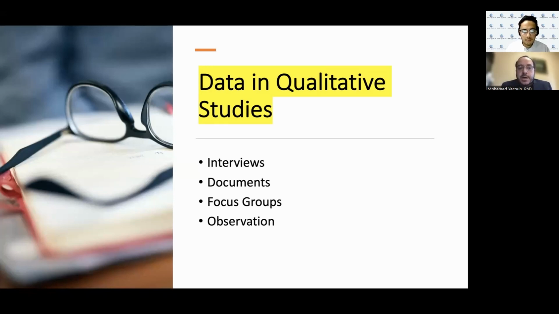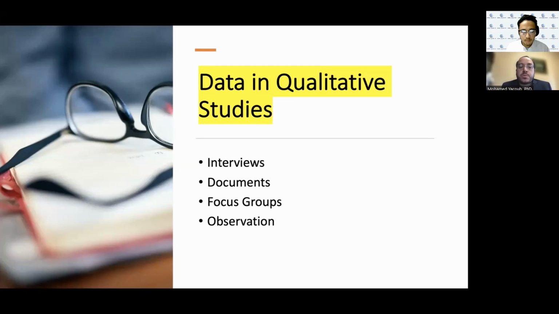Observation. Part of the focus group is actually observation, but observation is also considered to be data in qualitative studies. So you would observe a group of sick people, patients, a group of students, a group of teachers, a group of doctors. You would attend and observe and take notes.